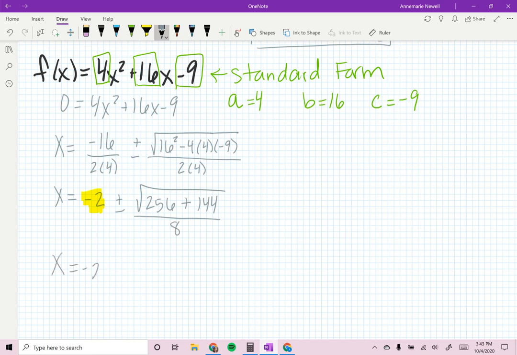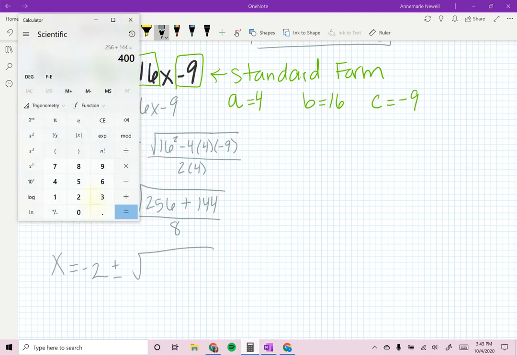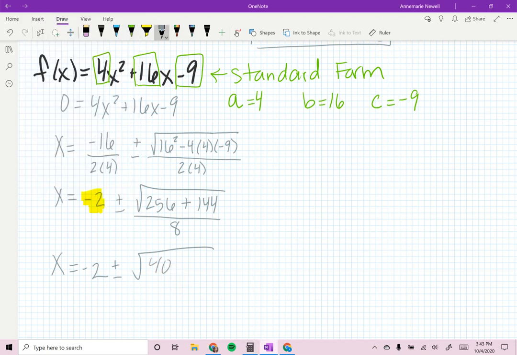So x is equal to -2, plus or minus the square root. Whoa, I gotta check my math. Oh look, it's already there. 256 plus 144 is 400. This is the square root of 400 over 8. Just making sure that the 8 is not under the square root, okay?